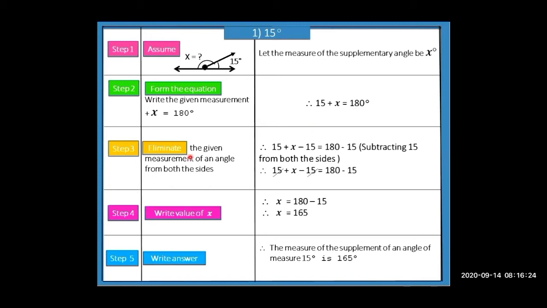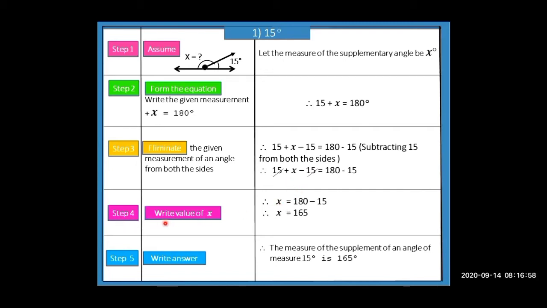So our third step is elimination. Eliminate the given measurement of the angle from both sides. Therefore, 15 plus x minus 15 equals 180 minus 15, subtracting 15 from both sides. So plus 15 and minus 15 get cancelled and become 0. So we cut plus 15 and minus 15, and only x will remain on the left hand side.